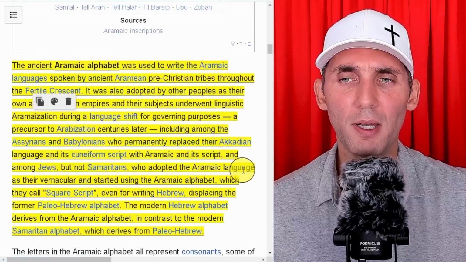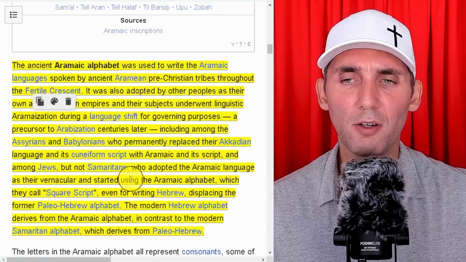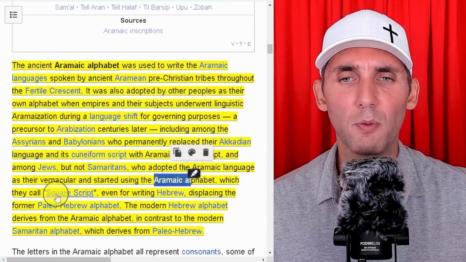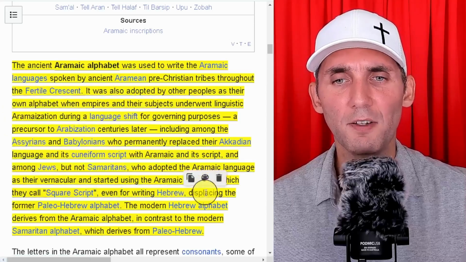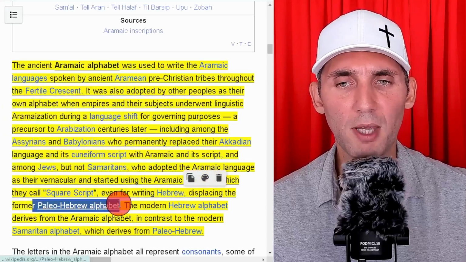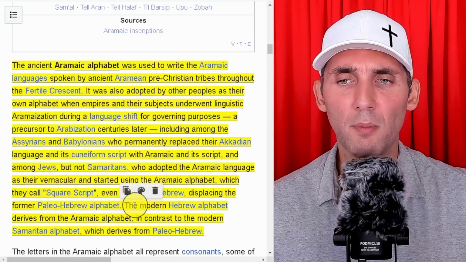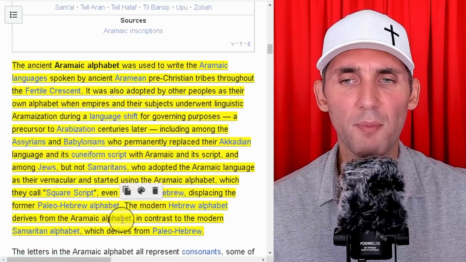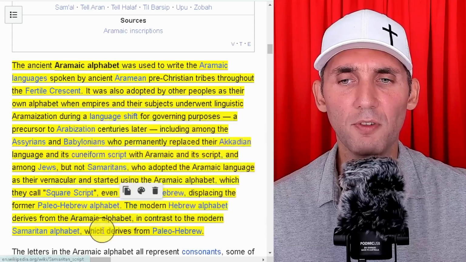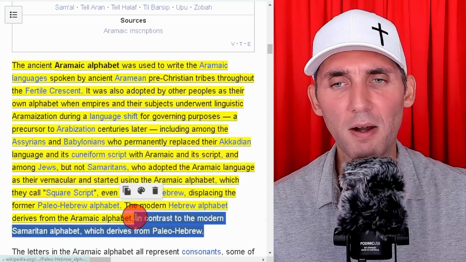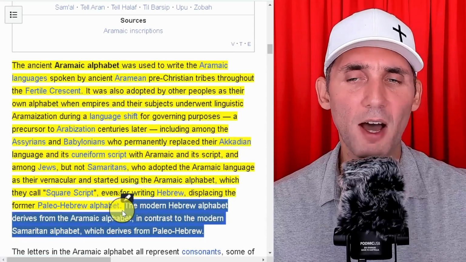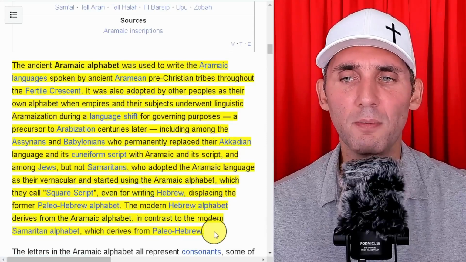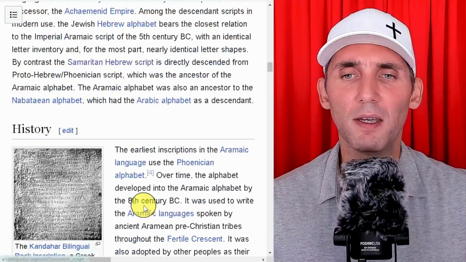who adopted the Aramaic language as their vernacular and started using the Aramaic alphabet, which they call square script, even for writing Hebrew, displacing the former Paleo-Hebrew alphabet. And the modern Hebrew alphabet derives from the Aramaic alphabet, in contrast to the modern Samaritan alphabet, which derives from Paleo-Hebrew. So Samaritan, if anything, is the closest to the original Hebrew, not modern Hebrew. But of course, the modern Jews are never going to tell you that.